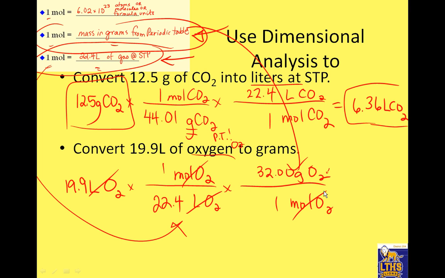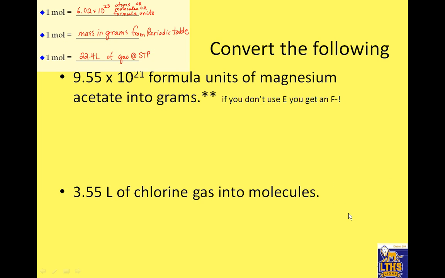So we say 19.9 divided by 22.4 times 32 gives us 28.4 grams of oxygen. So if you had 19.9 liters of oxygen gas at STP, it would have this mass. That's what's happening here.